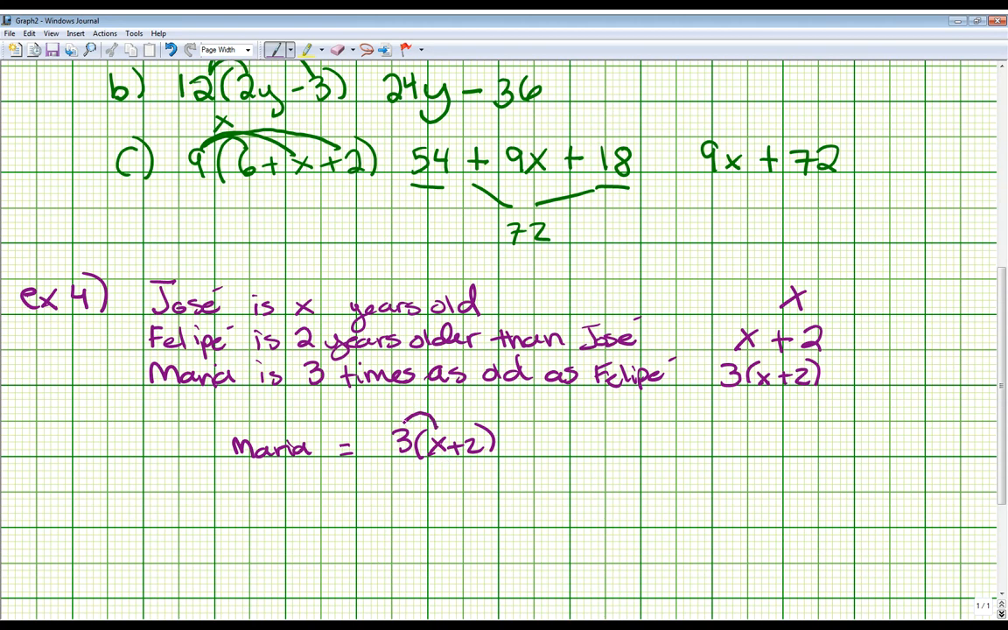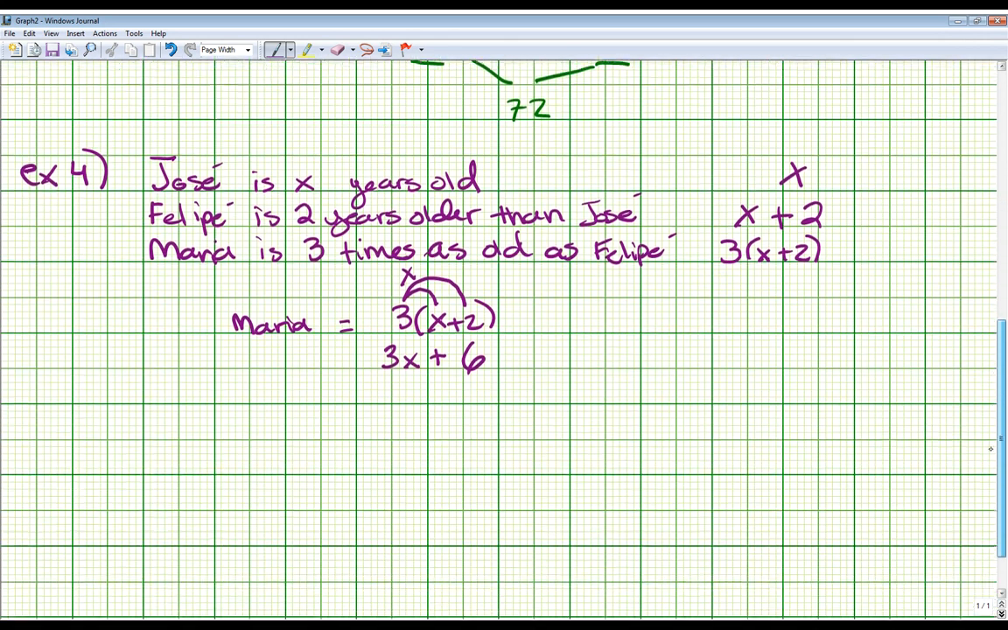So we will go ahead and use our multiplication rainbows and distribute the 3 through the parentheses. 3 times x would give me 3x. I see a plus, so I'm going to use a plus. 3 times 2 would give me 6. I can't simplify that anymore because the x's and the 6 can't be combined. So Maria's expression simplified would be 3x plus 6. That's how old she is.